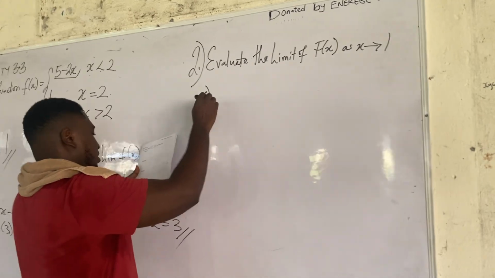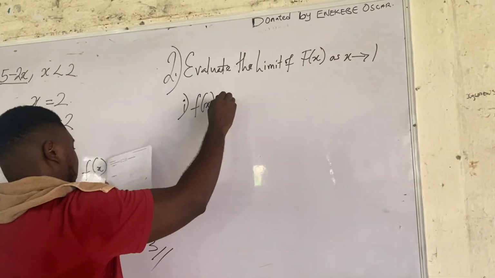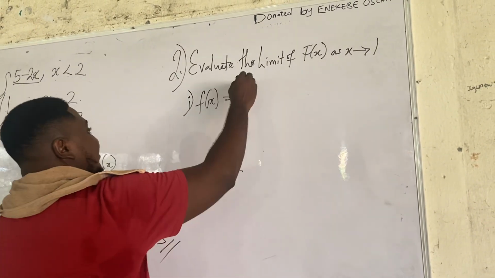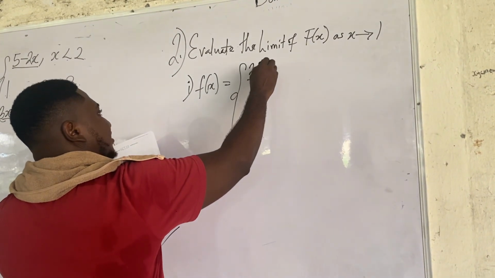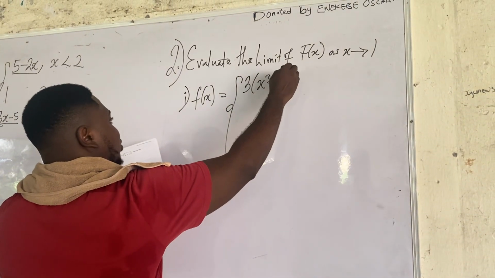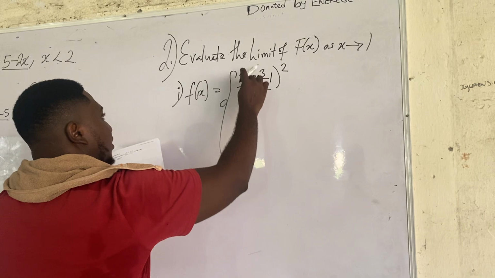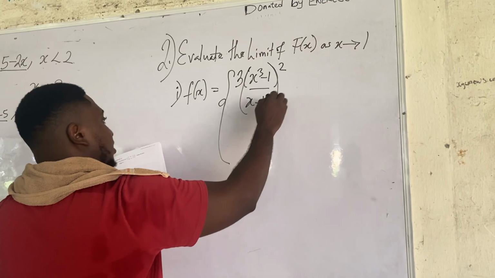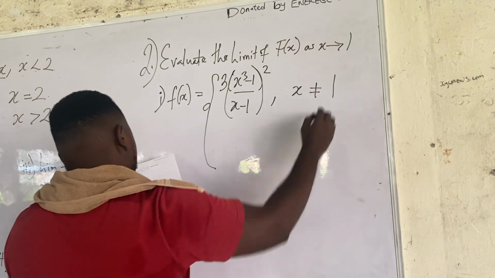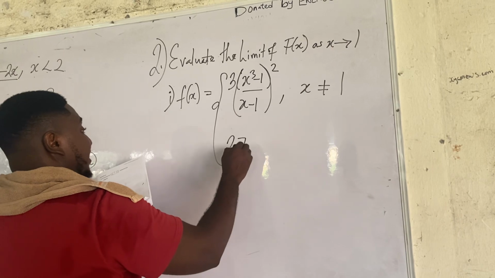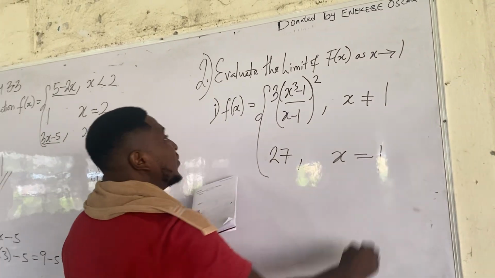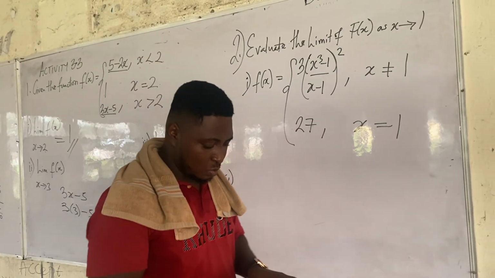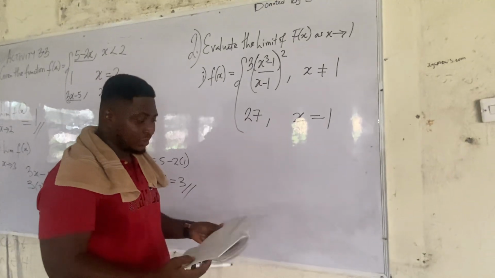Now, f of x equals... Class, anytime you see this bracket, it means an absolute value function. It's also called a piecewise function. 3 into bracket x raised to power 3 minus 1, squared, all over x minus 1, when x is not equal to 1, and f of x is also 27 when x is equal to 1. So f of x is this if x is not equal to 1, and it is 27 when x equals 1. Let us see what they ask us to find.